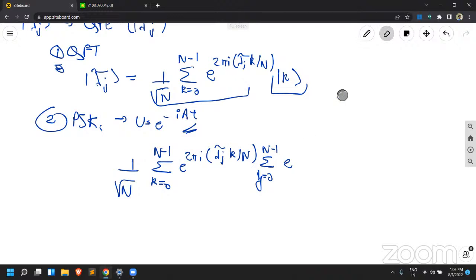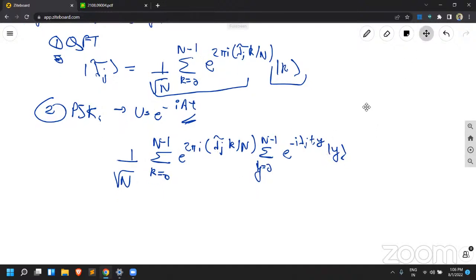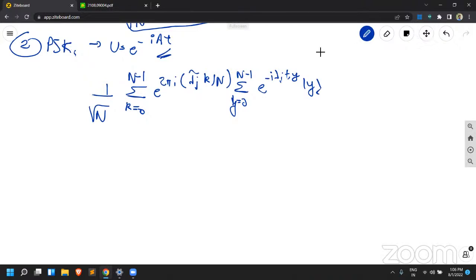We are going to get lambda j minus iota lambda j t times y and y over here. So we'll just use the relationships to cancel out these things. We know that lambda tilde is actually equal to n times lambda j t by 2 pi.